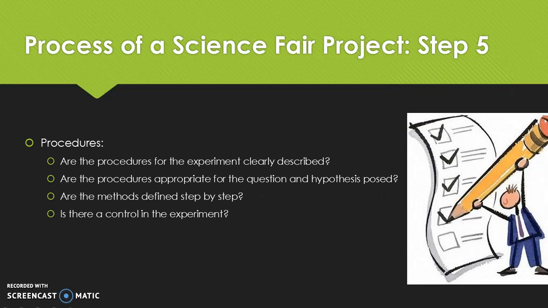There are 4 procedures for this step 5, and they should have each of these procedures in their project. Are the procedures for the experiment clearly described? Are the procedures appropriate for the question and hypothesis posed? Are the methods defined step by step? Is there control in the student's experiment?